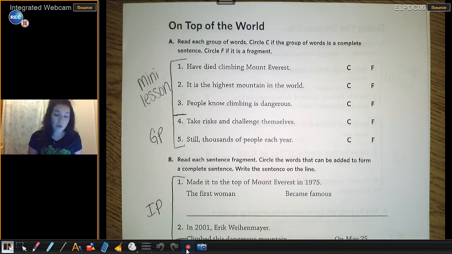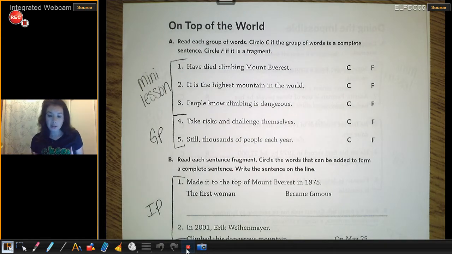So today we're going to review, and this is really something that's good to help you with revision when you're revising your writing. Because when you're revising your writing, you want to make sure that you have written it in complete sentences. We are going to learn to recognize fragments today.